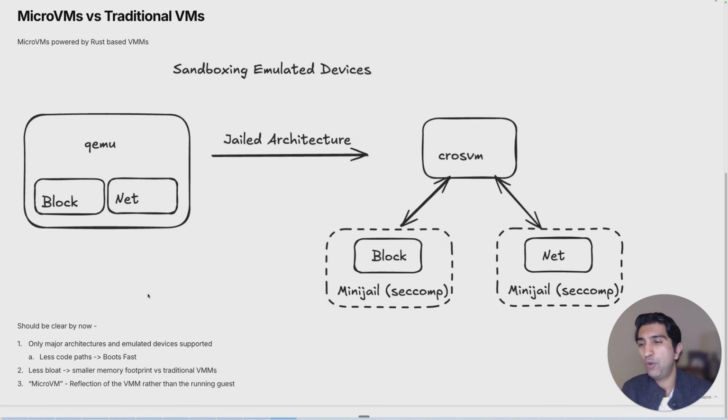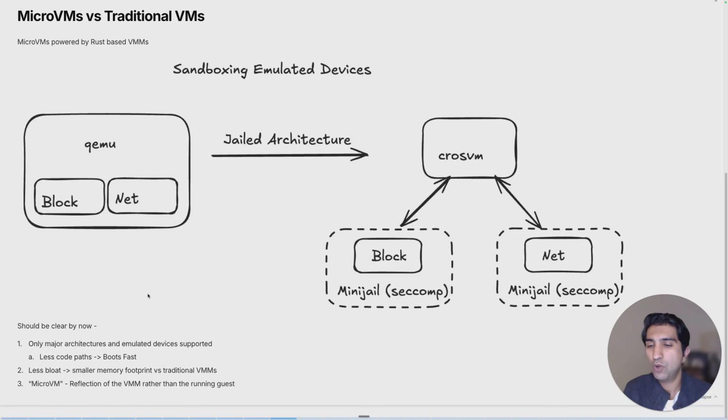Old VMMs like QEMU support a lot of architectures and have many emulated devices supported. Micro VMs like CrossVM, Firecracker, Cloud Hypervisor don't do that. They only support like one or two architectures, Intel and ARM, and have support for the major devices and not any obscure device as well. What this means is that there's less code paths at boot, and so they just boot up blazing fast and at runtime take less memory.